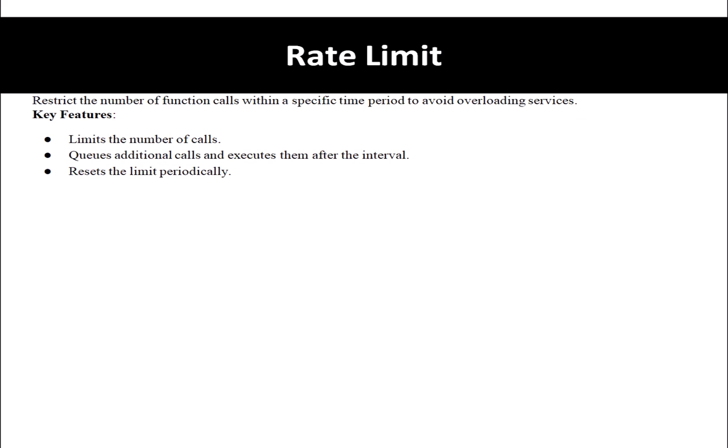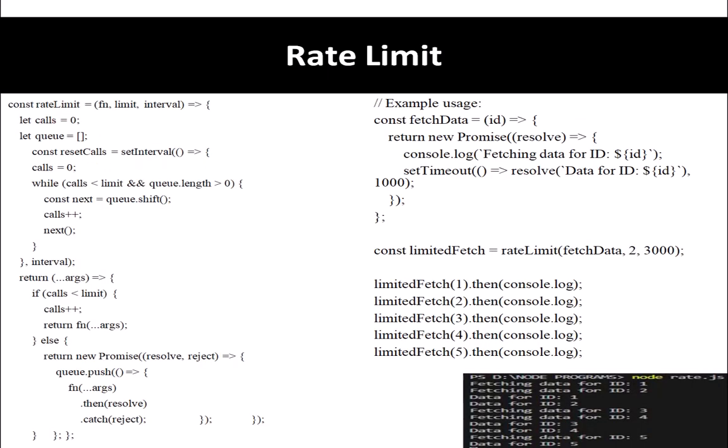Next, rate limit. It can restrict the number of function calls within a specific time period to avoid overloading services. The features are: it limits the number of calls, queues additional calls and executes them after the interval, and resets the limit periodically. So here we have a data, where we are going to use 3 parameters for the constant rate limit: function, limit and interval.